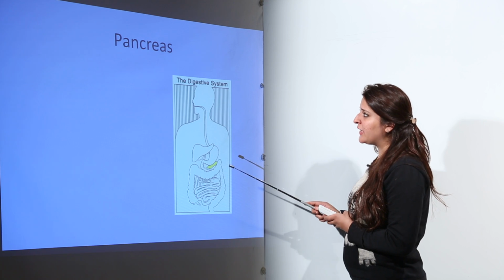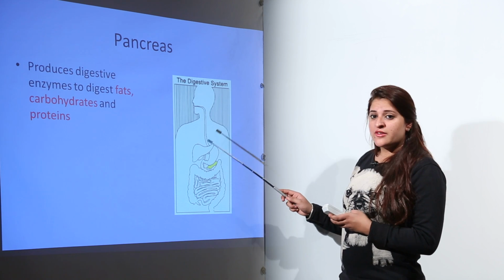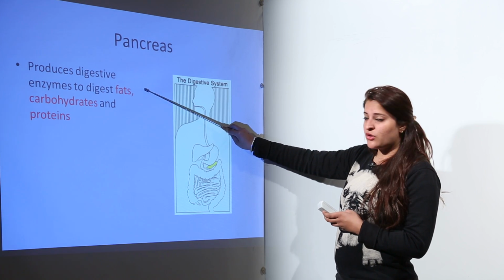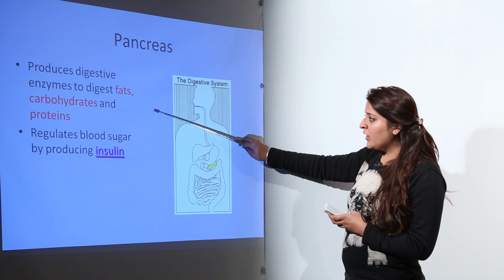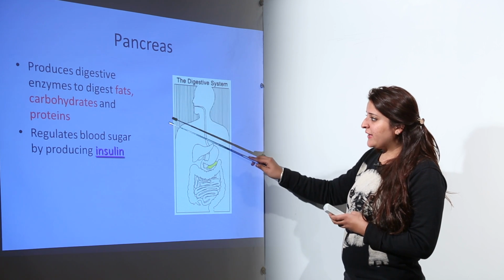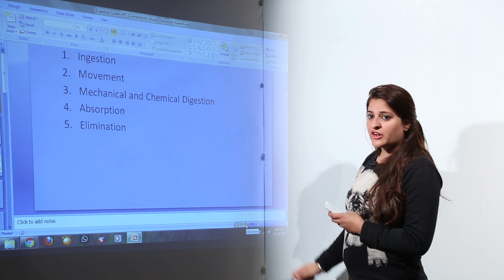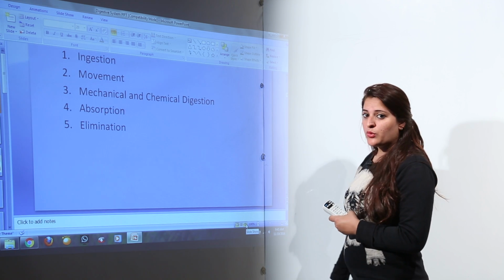What is the function of the pancreas? The pancreas produces digestive enzymes so that these can help in the digestion of fats, carbohydrates and proteins. The next function of the pancreas is that it regulates the blood sugar level. So this is the function of the pancreas. This is all about the digestive system.